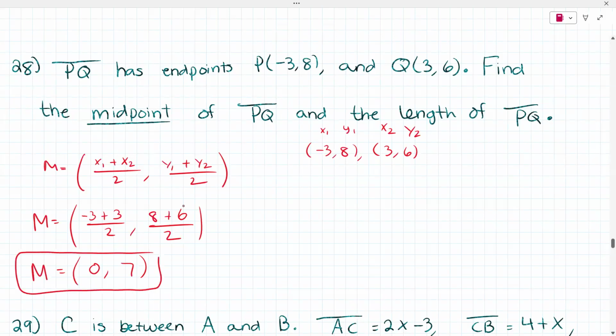So here's our midpoint. And then what would be our distance? Find the midpoint, find the length of PQ. So the distance is going to be x2, which is 3, minus x1. y2 is 6, minus y1.